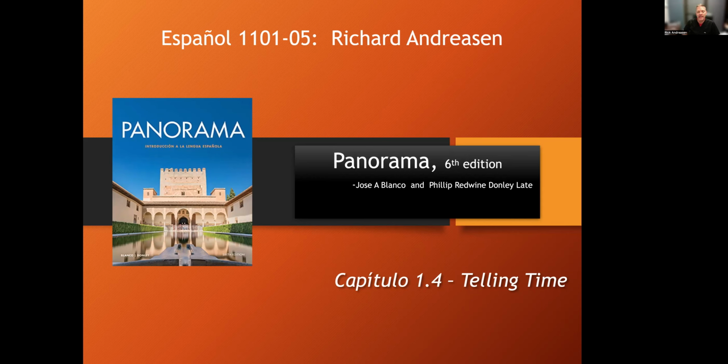Today we're going to talk about telling time. This is section 1.4 in your manual Panorama.